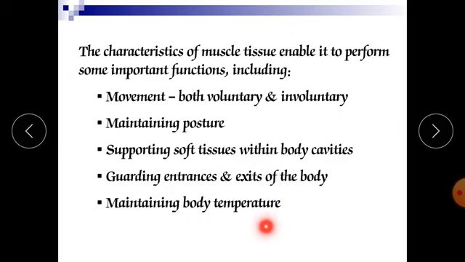Maintaining body temperature. Our muscles are able to produce heat inside our body, so they are doing the process of thermoregulation in our body. In this fashion, they are maintaining our body temperature.